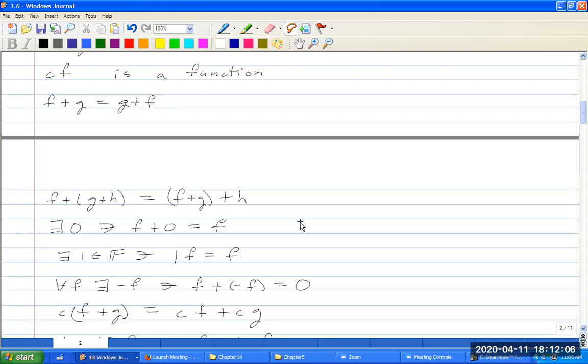There exists a one function such that 1 times F is equal to F. So this is the existence of the scalar multiplicative identity, identified with the scalar identity. For all F, there exists minus F, such that F plus the additive inverse of F is the additive identity. And so this is the existence of an inverse for the vector addition.